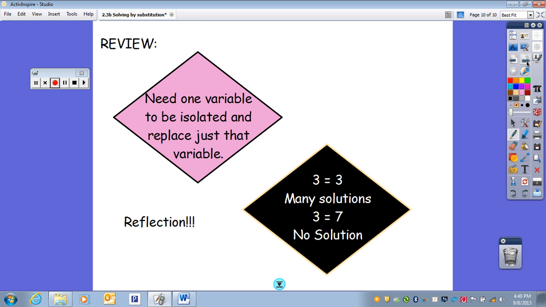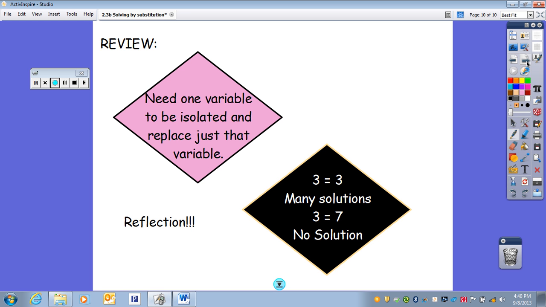To review, you need one variable to be isolated, which means by itself, and then you replace that variable in the other equation with the new expression. Continue solving from there, and once you get your answer for one variable, be sure to plug it back in and find the other value of the variable so you have your ordered pair, which is your solution to your system. Also, remember, we can have special cases.